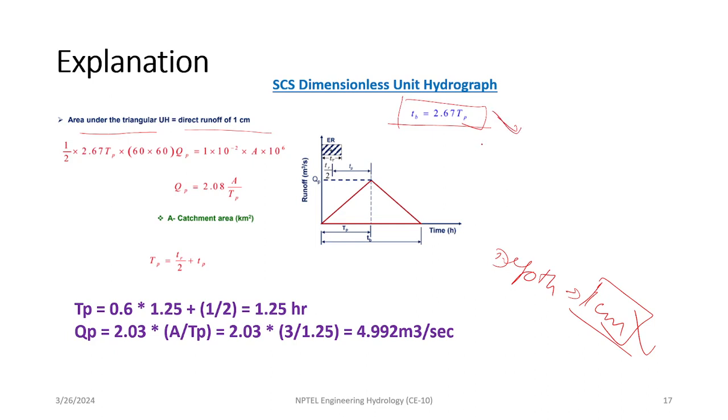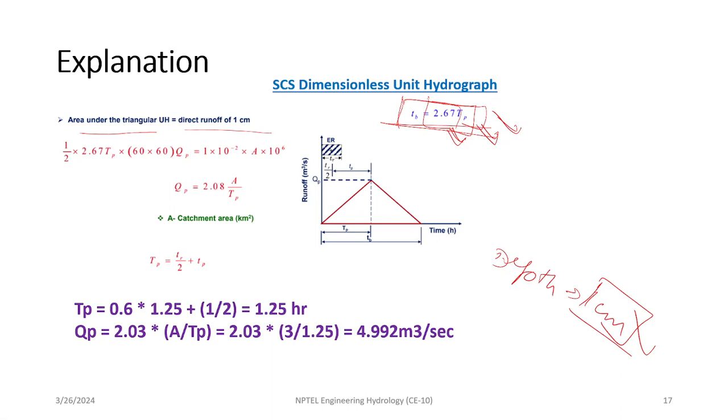Okay. So see, whatever the calculation you are seeing here is directly from their empirical calculation. Just for your information, whatever constants you are looking at, they all are empirically derived. Okay, 2.67 TP. You have to take this value.